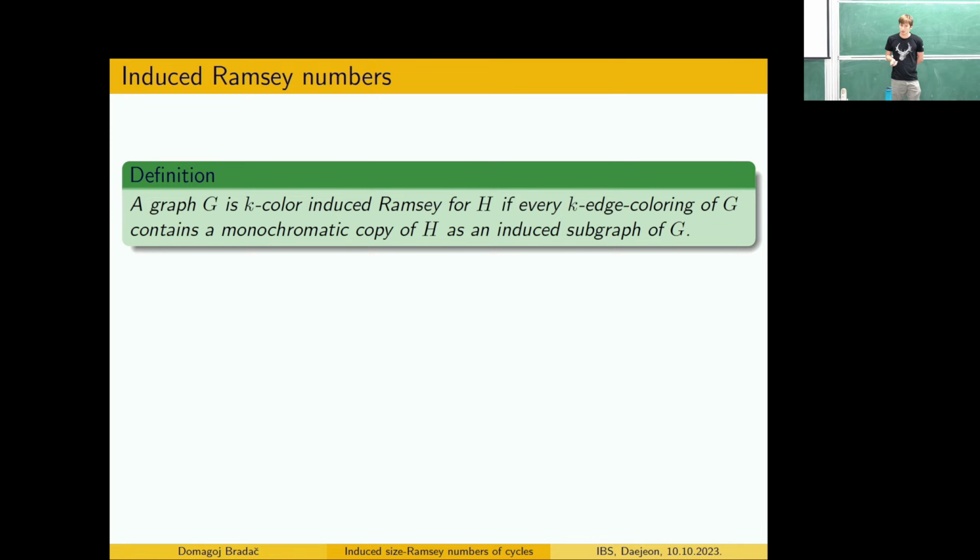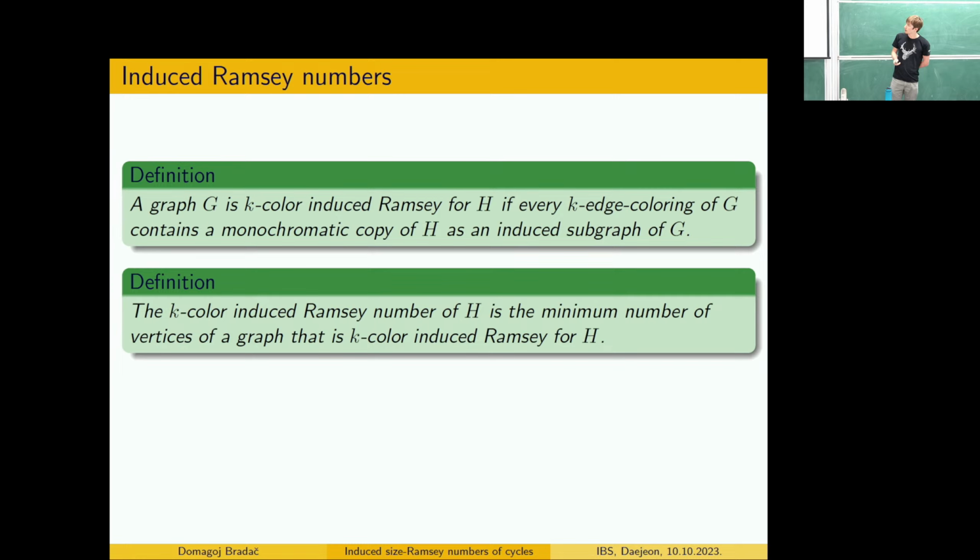Moving on to the second notion from my title, that of induced Ramsey numbers. Again, given a number of colors k and a graph H, we say that a host graph G is k-color induced Ramsey for H if in any k-edge coloring of G, you can find a monochromatic copy of H which is an induced subgraph in G. Then the k-color induced Ramsey number of H is again the minimum number of vertices that the graph needs to have so that it is k-color induced Ramsey for H.